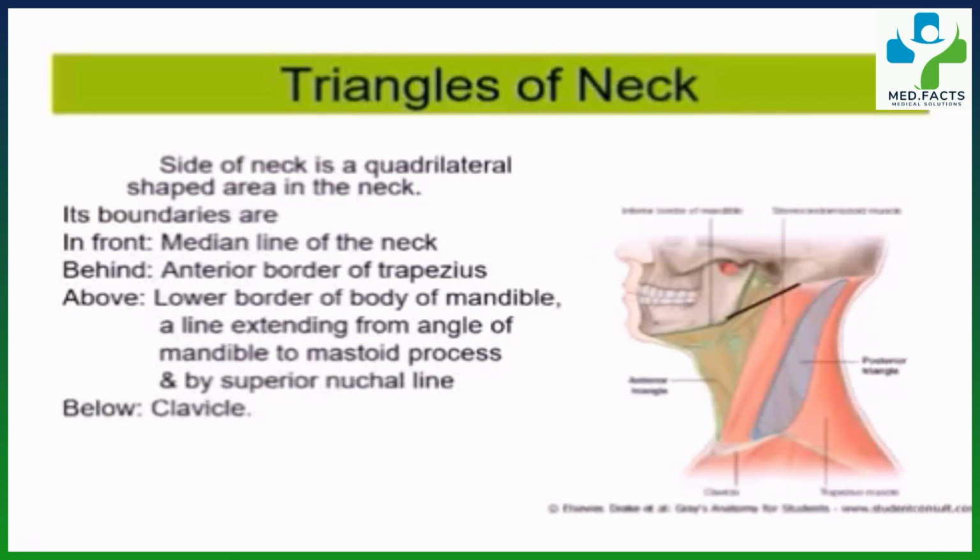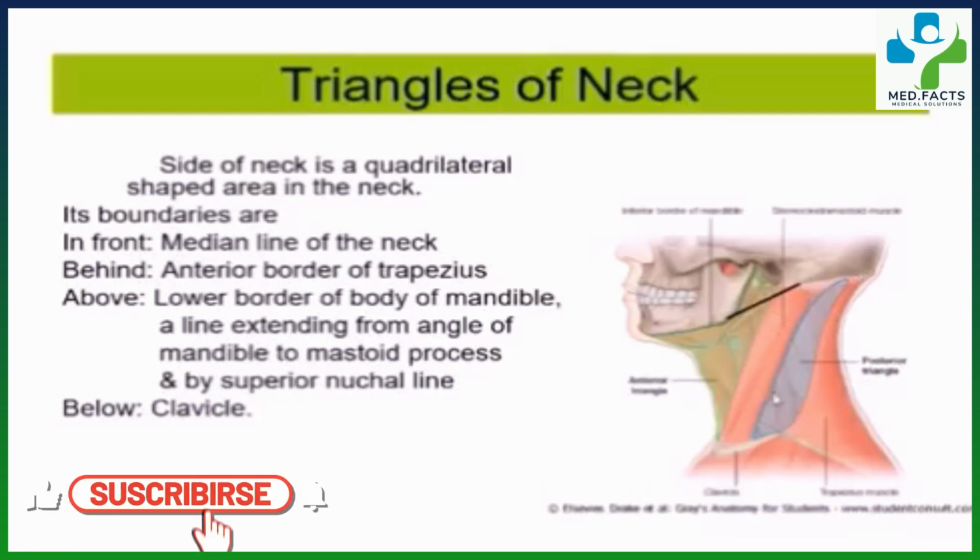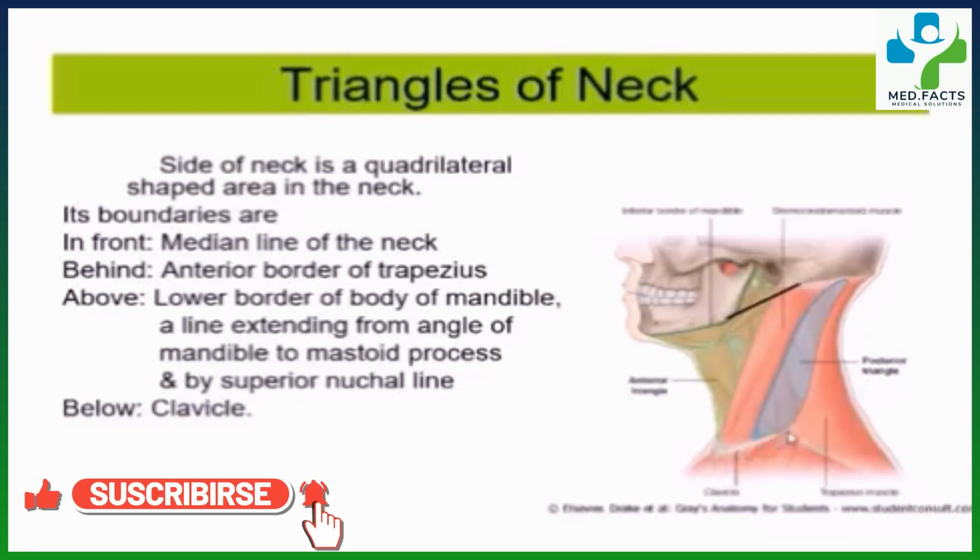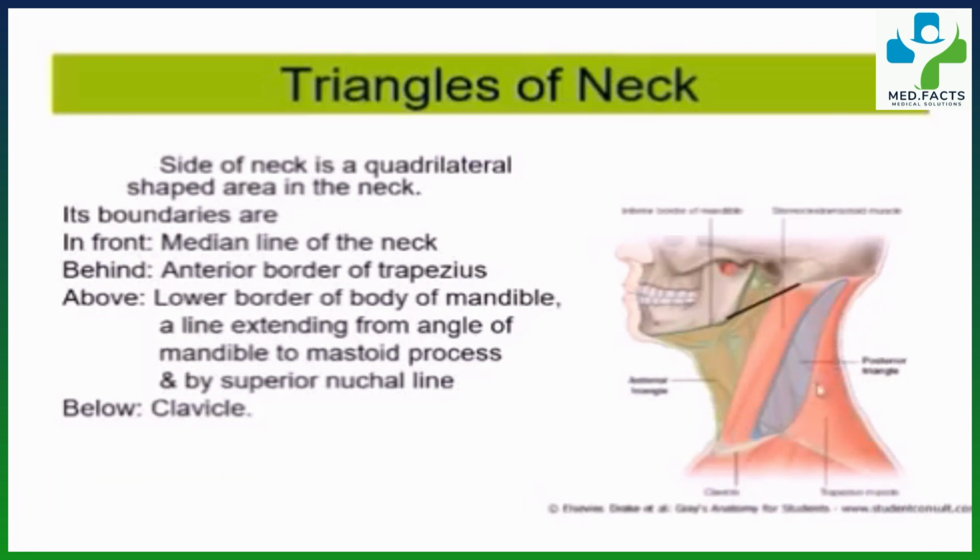It also continues behind with the superior nuchal line, and below we have the clavicle. So these are the boundaries. Anteriorly we have the midline structures of the neck, posteriorly we have the trapezius, and superiorly we have the base of the mandible and then an imaginary line drawn from the angle of the mandible up to the mastoid process, and below we have the clavicle. So this is the whole area of the neck.